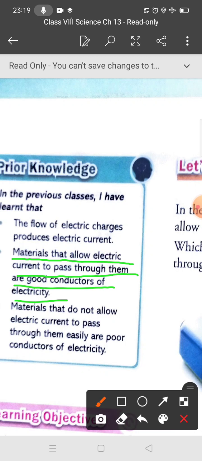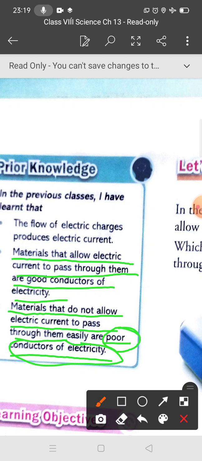Yes, you can tell the answer to these questions. What is an example of a good conductor of electricity? Yes, all metals are good conductors of electricity. Next, what are the poor conductors of electricity? Materials that do not allow electric current to pass through them easily are the poor conductors of electricity.